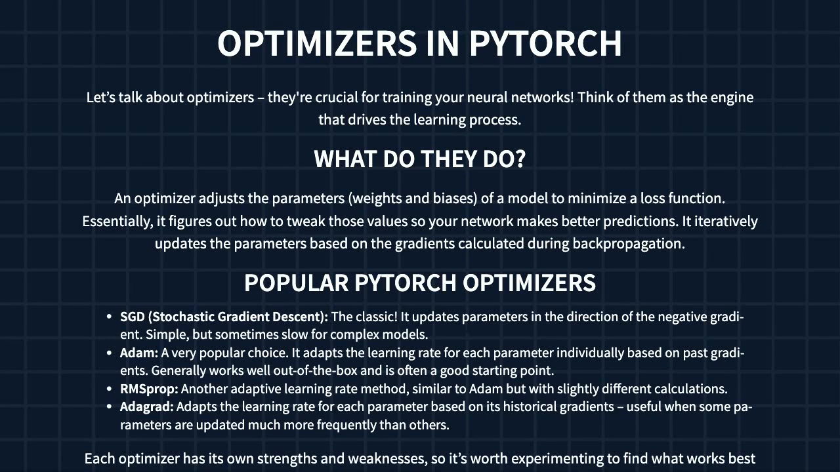Basically, they adjust the weights and biases of your network to make it better at making predictions. They do this by taking steps in the direction that reduces the error. Think of them like a guided search for the best settings. We've got some popular choices like SGD, which is the original, Adam, which is really good at adapting learning rates automatically, RMSprop and Adagrad, which are also adaptive but with slightly different approaches. It's all about finding the right optimizer to fit your model and data.